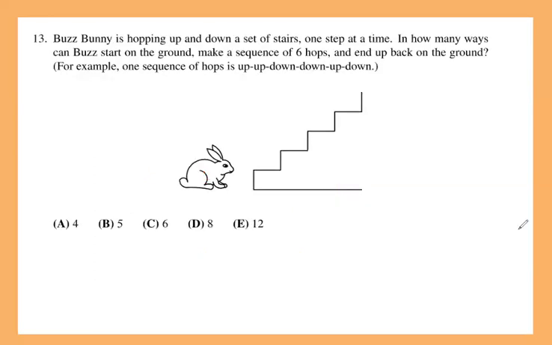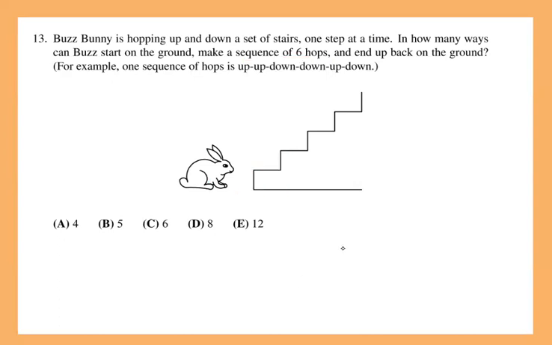Bunny is hopping up and down a set of stairs, one step at a time. In how many ways can Bunny start on the ground, starting right here, make a sequence of 6 hops and end up getting back to the ground? For example, one sequence of hops is given: up, up, down, down, up, down. You go up, then up again so you get one more, then down, down again, then up, and then down. So you're on the floor.